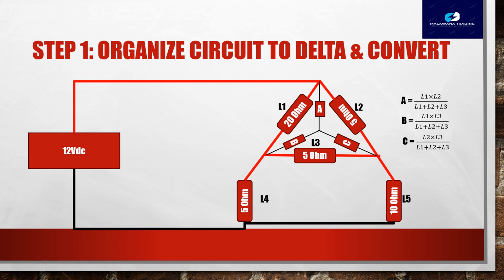One thing that you must notice is that the denominator, which is the bottom part of the formula, is the same, the sum of the values in the delta circuit, and then the numerator, which is the top part, is the values that are constantly changing based on the location of the value that you want to calculate.